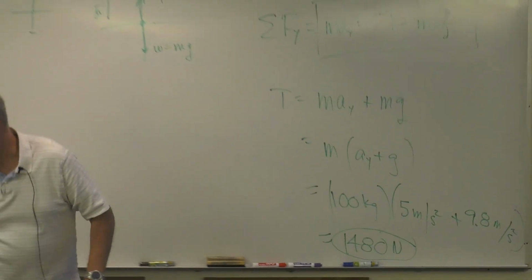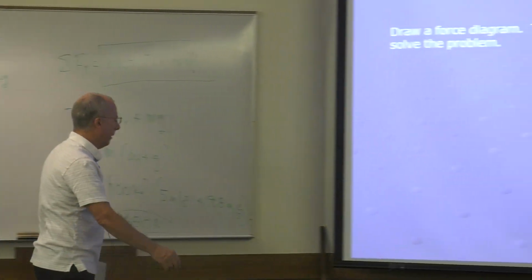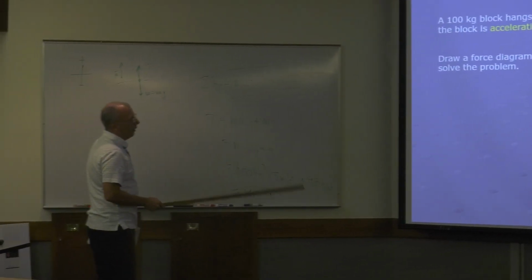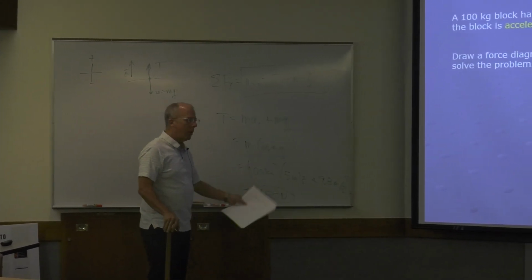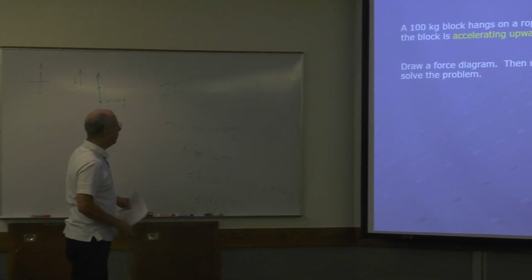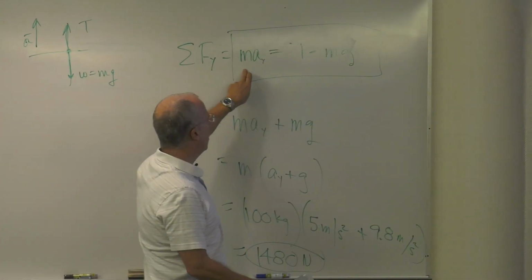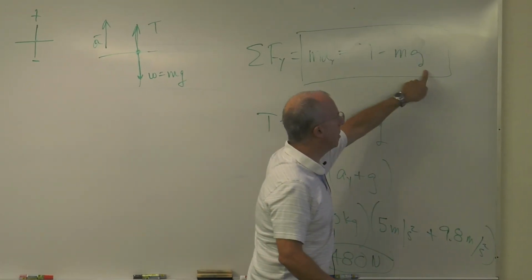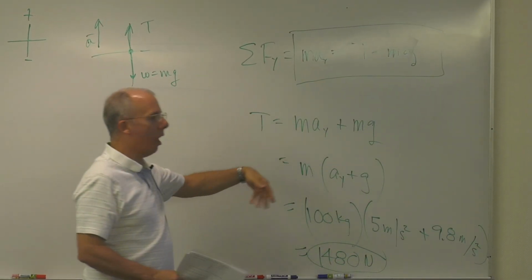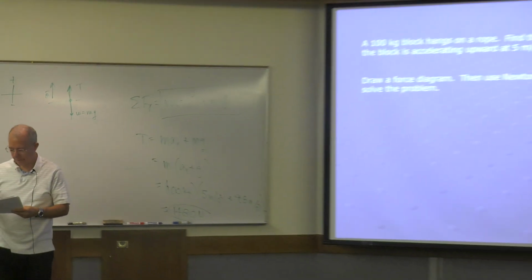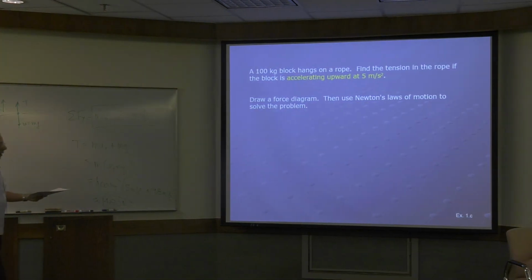All right, so that's how you do the problem. Force diagram, ask yourself if it's equilibrium or not equilibrium. This was not equilibrium, so you have to say the sum of the forces equals ma. Then you have to use your force diagram to identify the forces, and then you just solve for whatever the question is asking for. That's it. Not so bad, right? Not so bad.